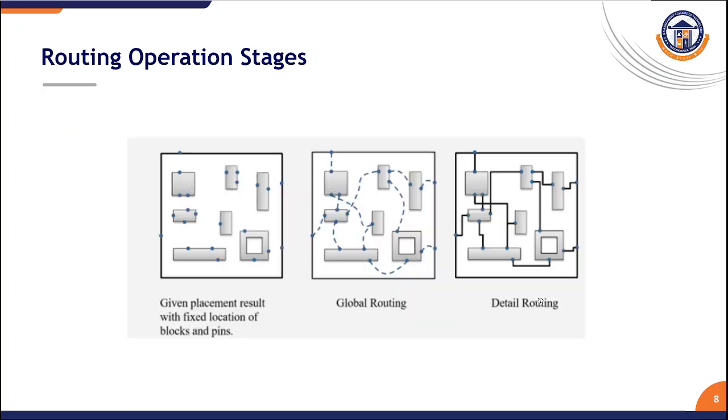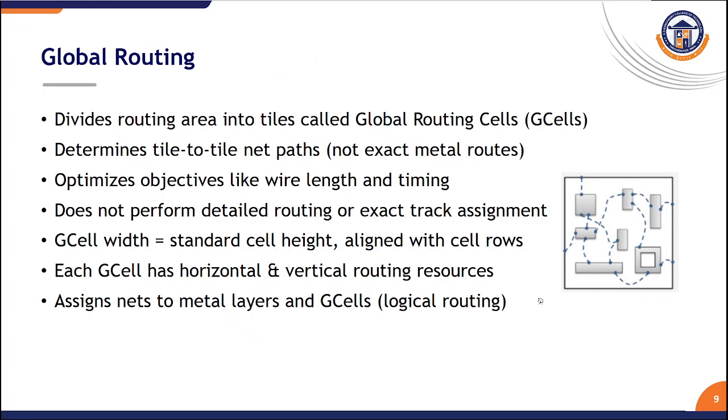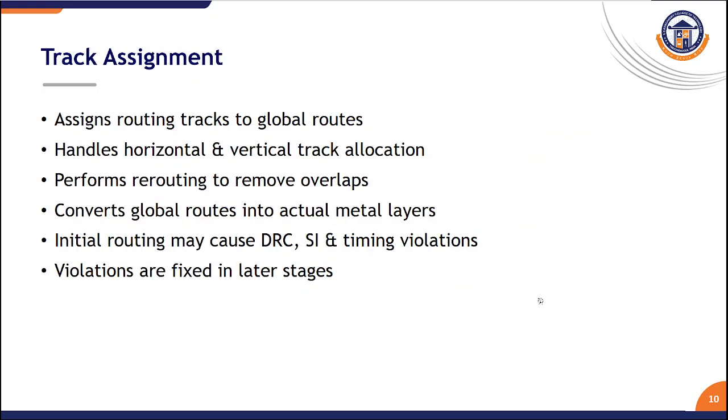The first one is global routing. Global routing plans an approximate path for each net. It does not create exact wires but decides which region the net will pass through and which metal layers will be used. This helps identify congestion early and guides detailed routing. And the next one is track assignment. In track assignment, the routing tracks are reserved for each net. It ensures that enough routing resources are available before the final routing begins.